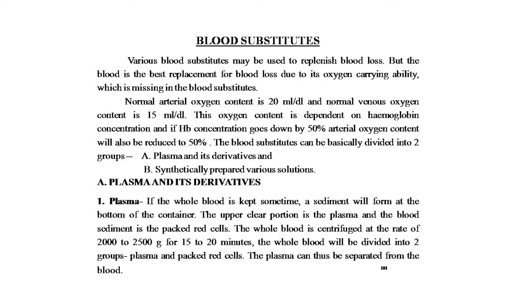Concentration, and if Hb concentration goes down by 50%, arterial oxygen content will also be reduced to 50%. The blood substitutes can basically be divided into two groups. Group A is the plasma and its derivatives, and the second is the synthetically prepared various solutions.